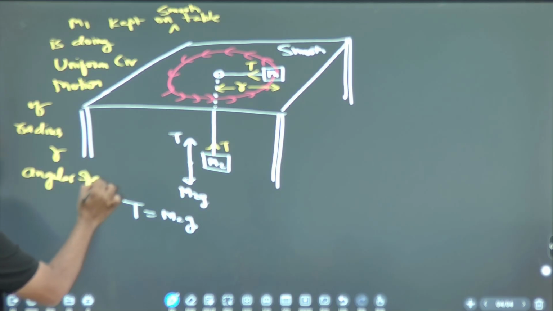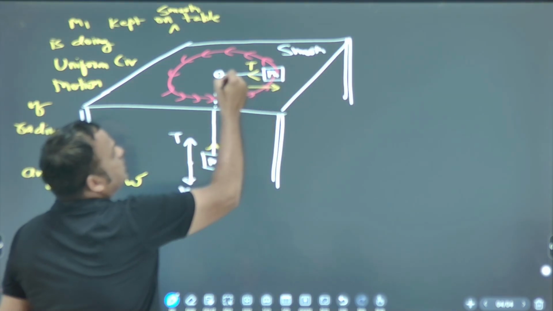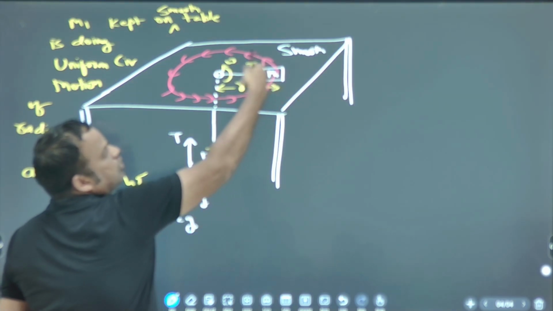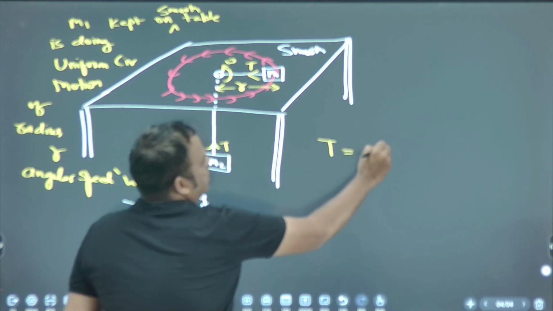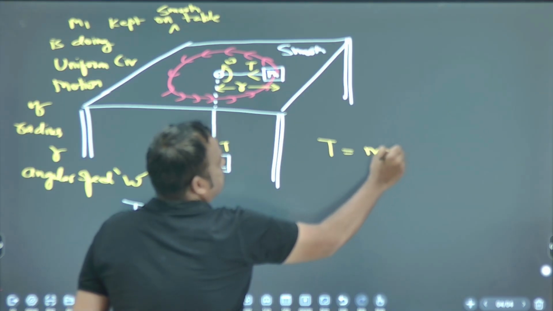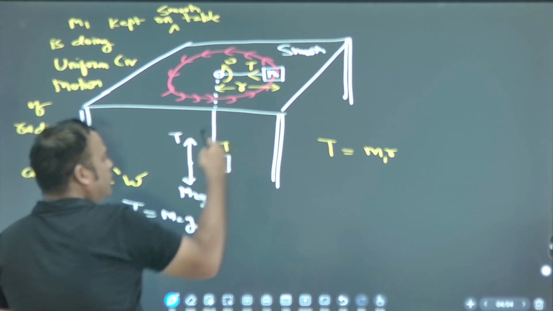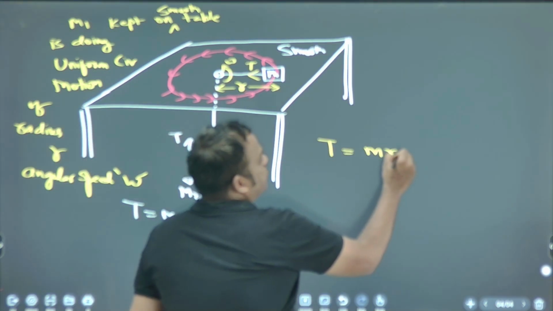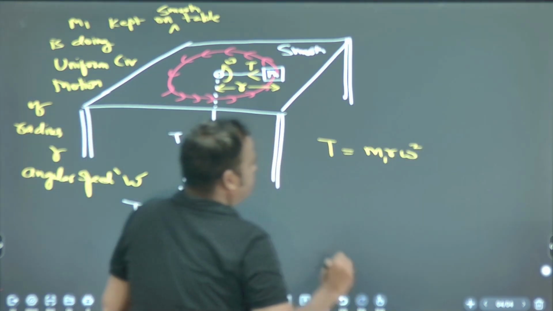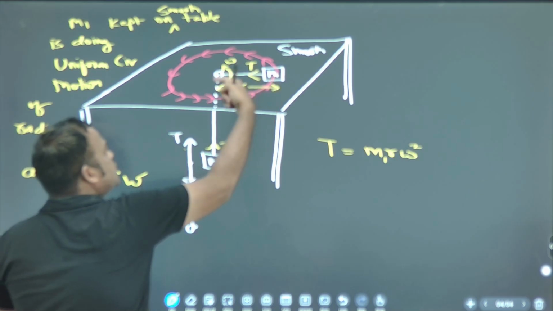Now you tell me what is the tension here. How much tension? Tension is m2g, correct, for this one. And for this, what is the tension? M1 R omega square. Correct, good. Now this tension and this tension are both the same because the string is the same.